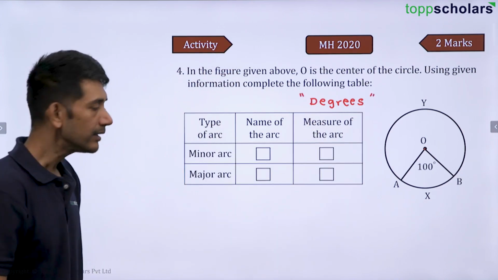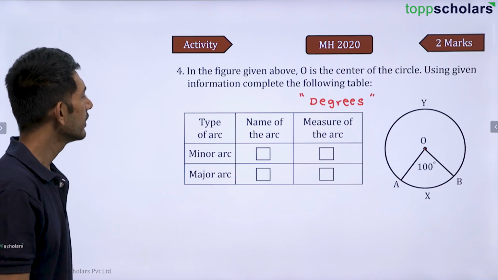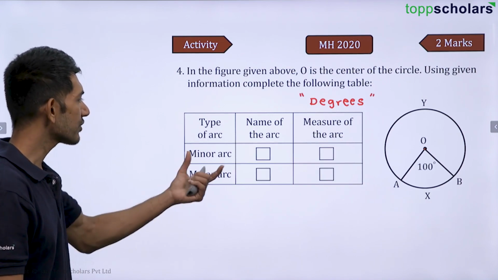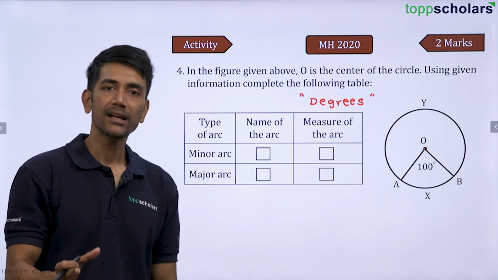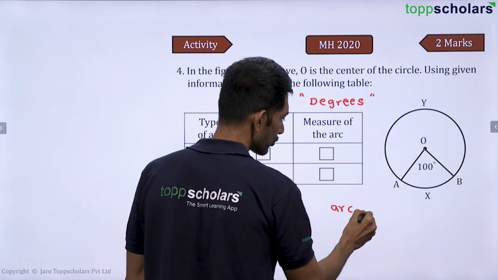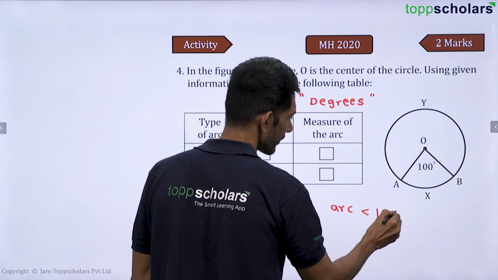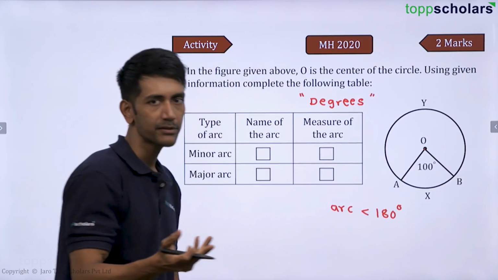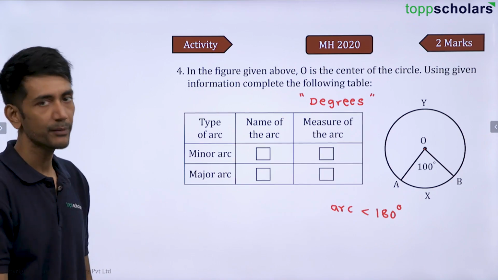Measure of the arc is given in degrees only. Okay, we are supposed to name the arc as well. So which is the minor arc? Now minor arc is an arc whose measure should be less than 180 degrees. If it is equal to 180, it is a semicircle. If it is greater than 180, it is a major arc.